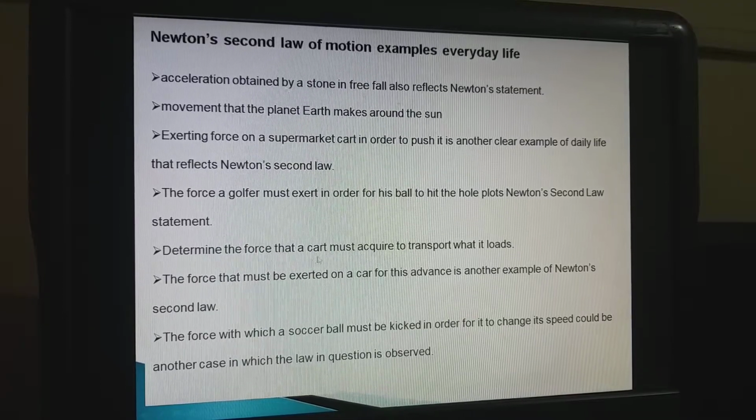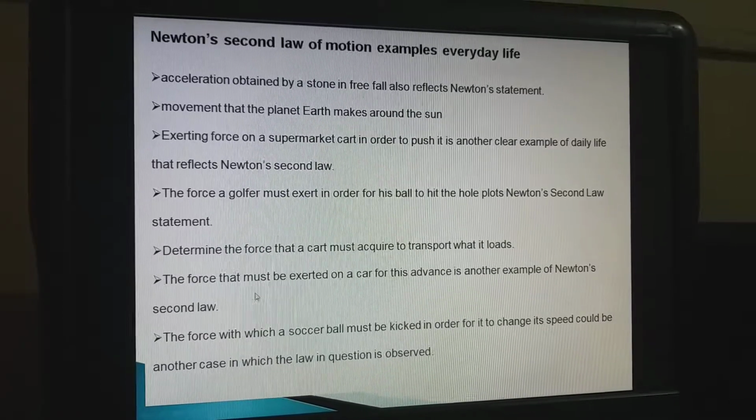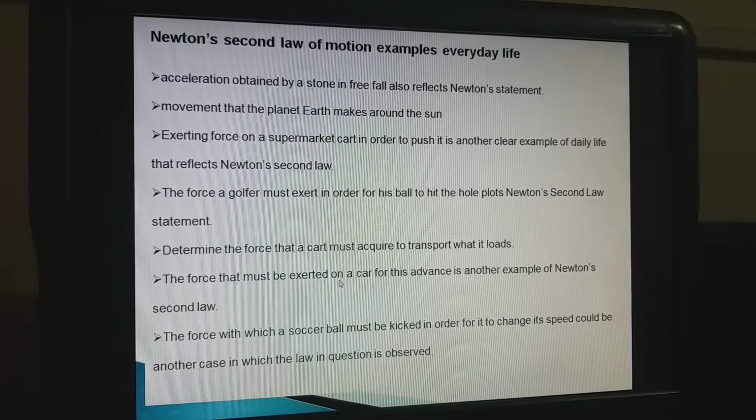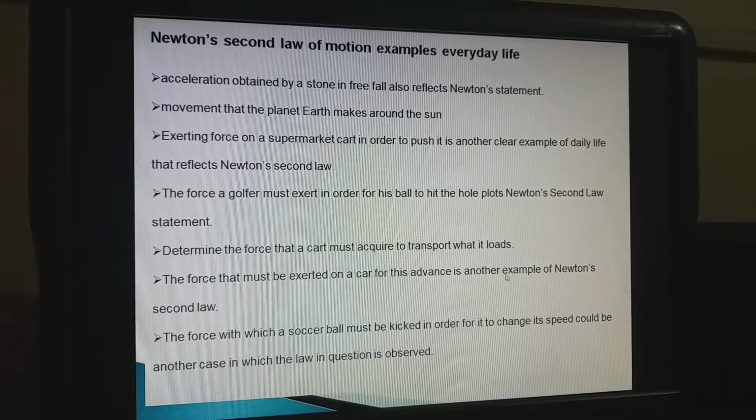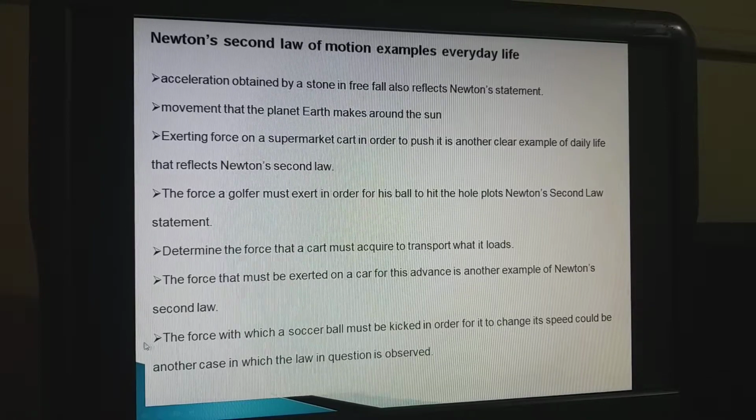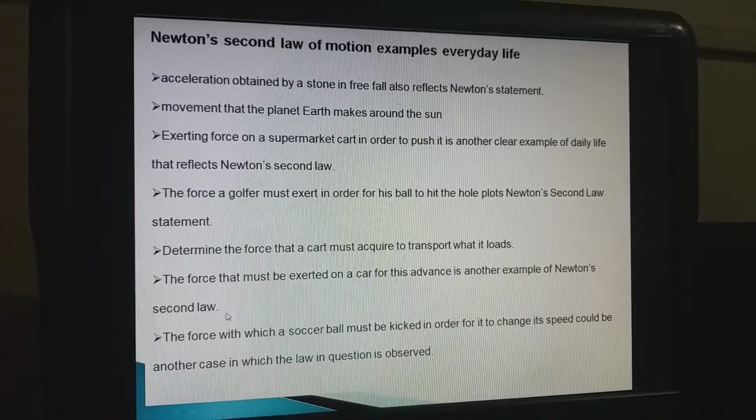A transportation example is given: when we are transporting a cart, force should be applied so that it advances. Now why are these examples given? The direction of force is most important, whether you are using a cart, a ball, or the supermarket cart. The object moves in the direction in which force is applied. This is the basic part of Newton's second law: the object should move in the direction of force.